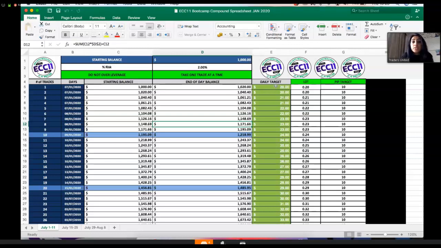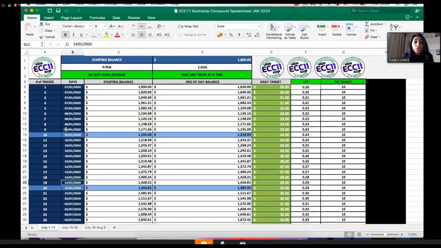So you can see here the daily target has been £20, £21, £22, £23, and this is how my lot size is also increasing. So this is what I'm really using to understand where I should be at the end of the day. And over here, I'm using this dark blue area to write down when I'm taking my trade, so I know how many trades I've taken in the day.